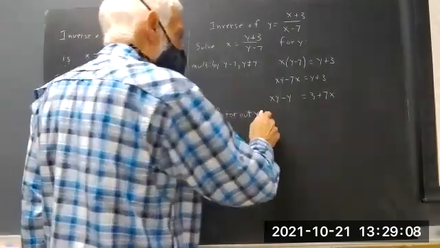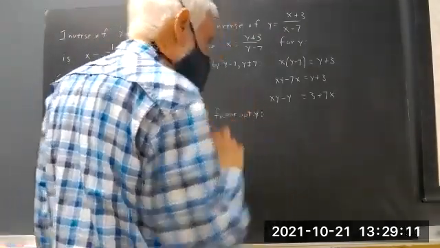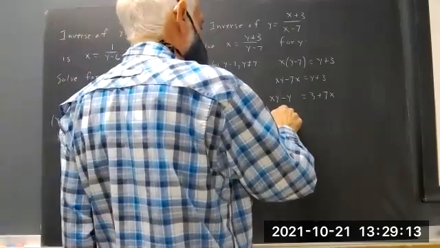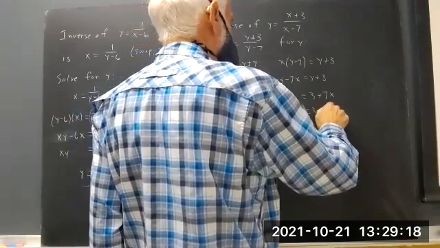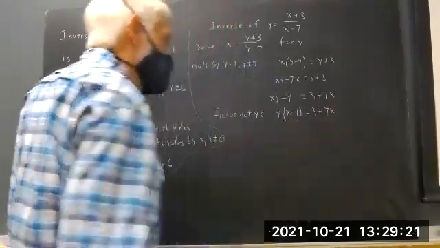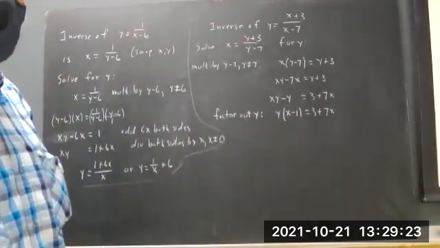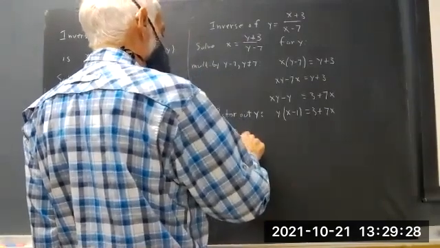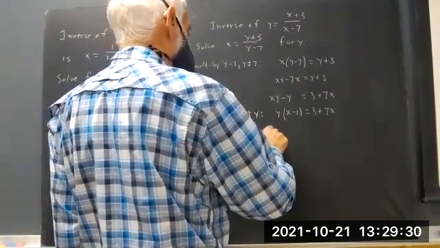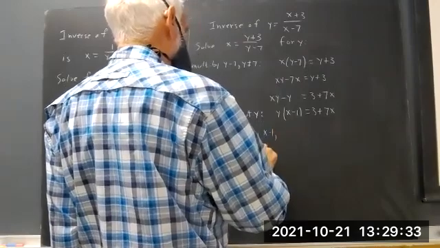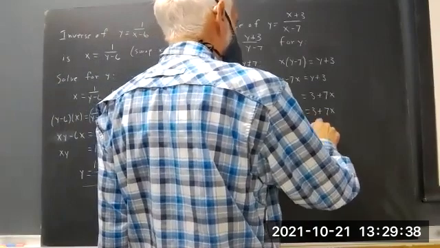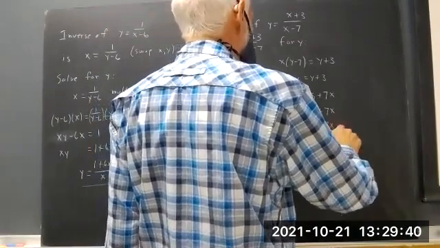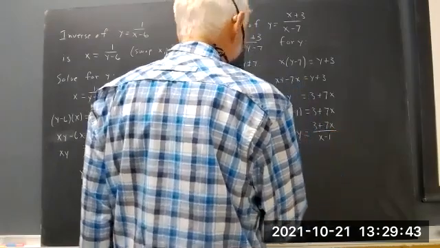And that's a step that's a little bit hard to remember. So we get y times x minus 1 equals 3 plus 7x. Then we divide by x minus 1, where x can't equal 1. We get y equals 3 plus 7x over x minus 1.